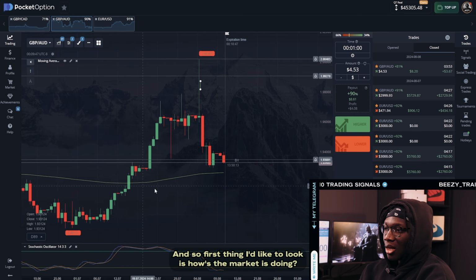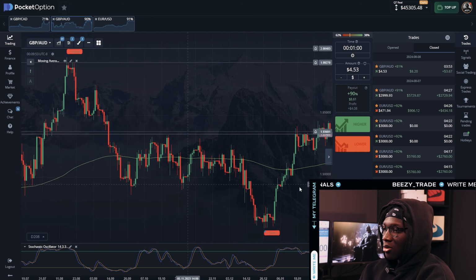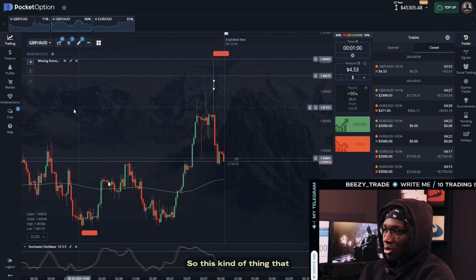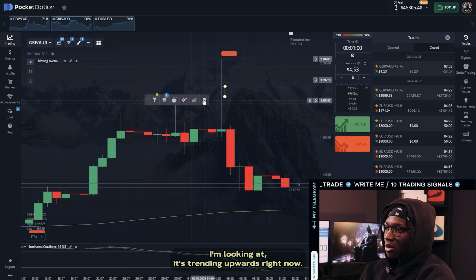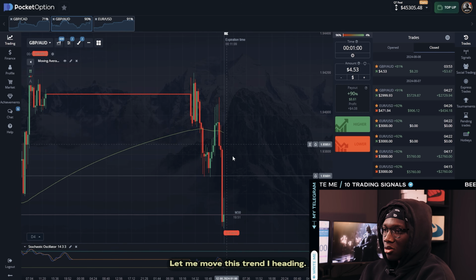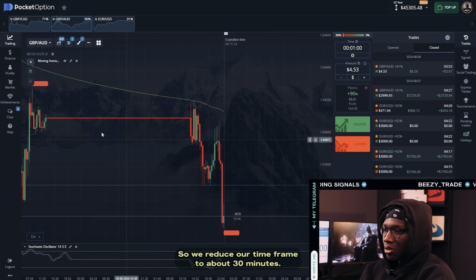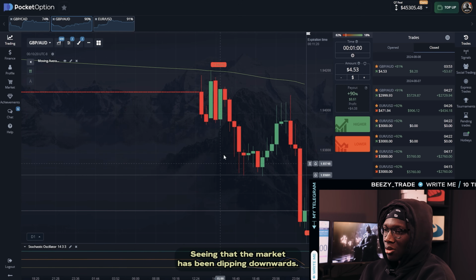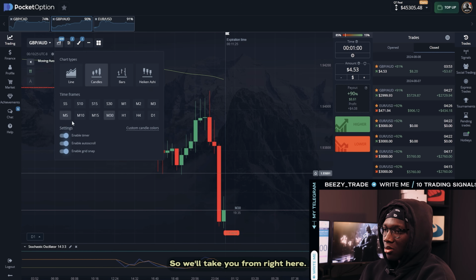First thing I like to look at is how the market is doing for the whole day. I've been looking at my news. I know that the market is trending a little bit upwards today, just at the beginning. But right now it looks like we're going through a little bit of a change. Let me move this trend I had in. Alright, so we'll reduce our time frame to about 30 minutes. We'll see a little bit of confirmation, seeing that the market has been dipping downwards. We're just looking at zones. Alright, so we'll take it from right here.